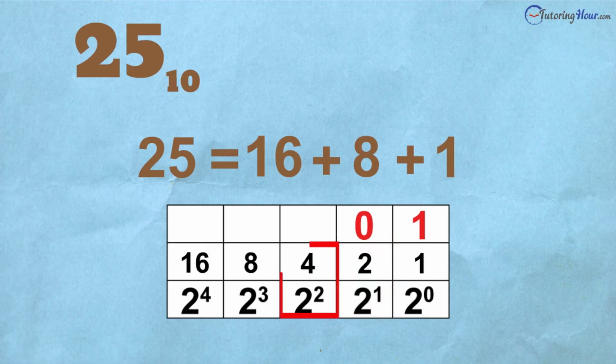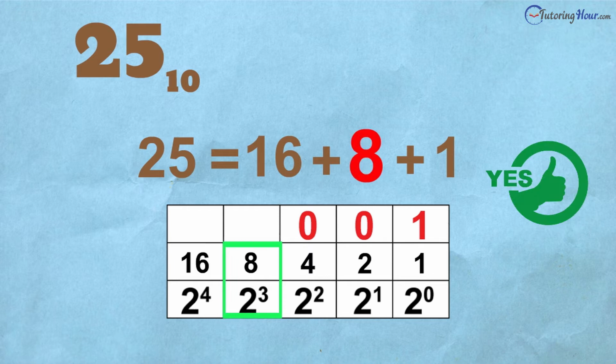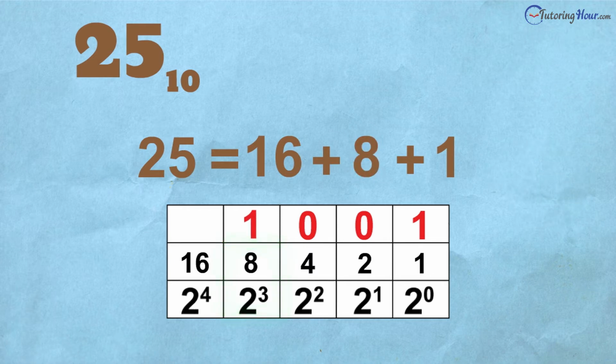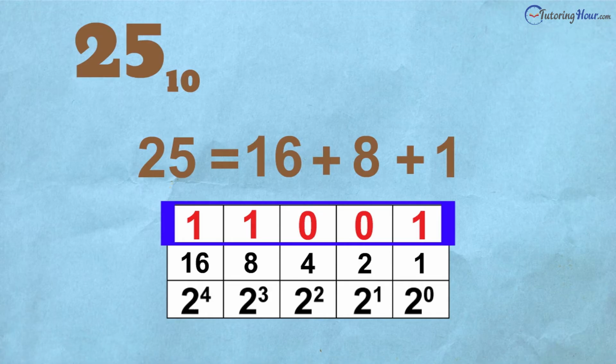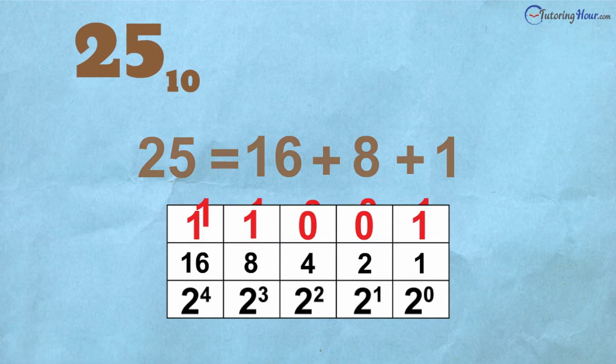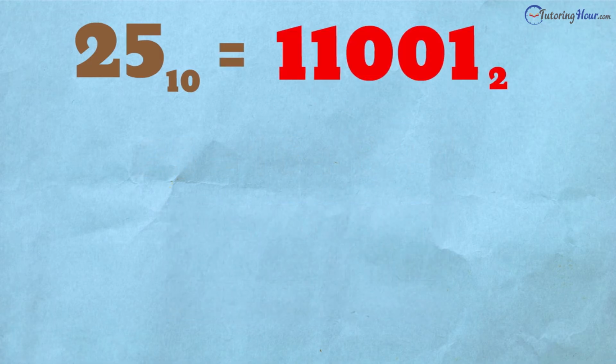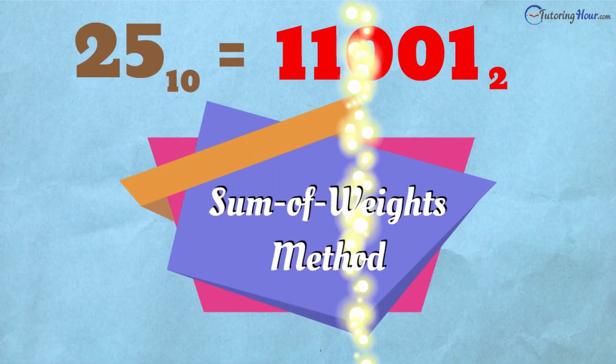Let's see if we have a 2 squared. We don't have that as well, so we'll write 0 again. How about 2 cubed? We do have that, so let's write 1. We also have 2 to the fourth, so we'll write 1 to represent that. Let's compose our string of zeros and ones. Reading from the left to the right, we have 11001, the binary equivalent to 25. This method of conversion is known as the sum of weights method.